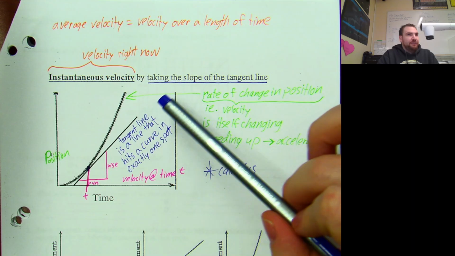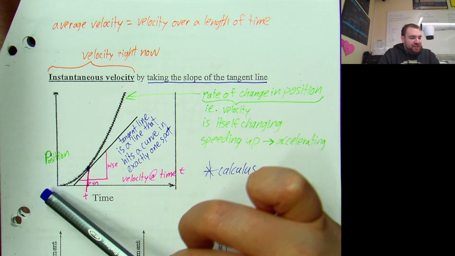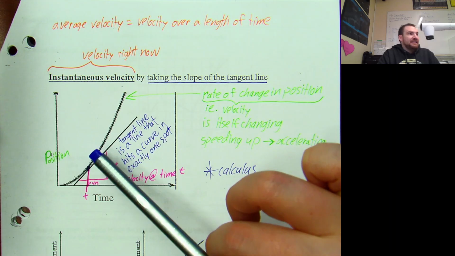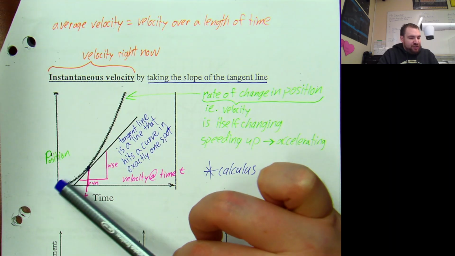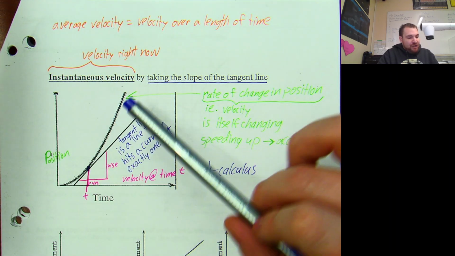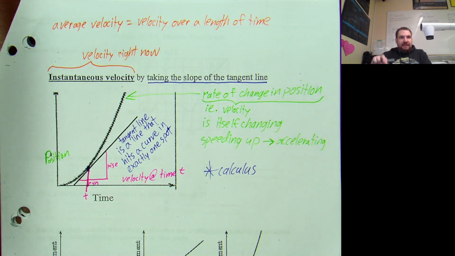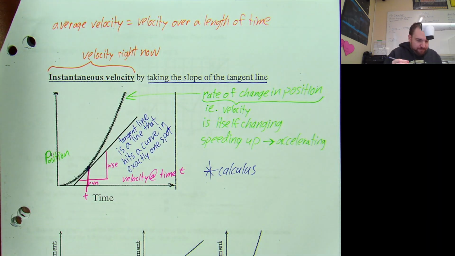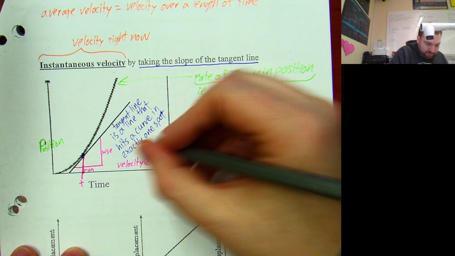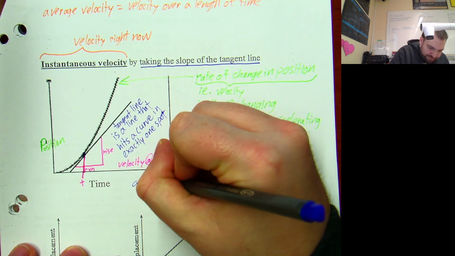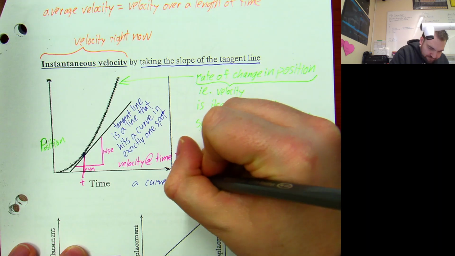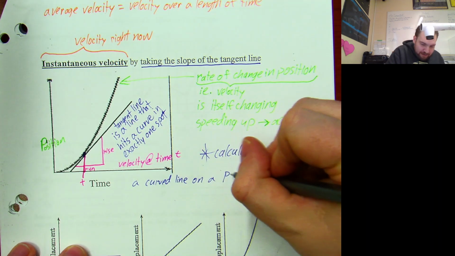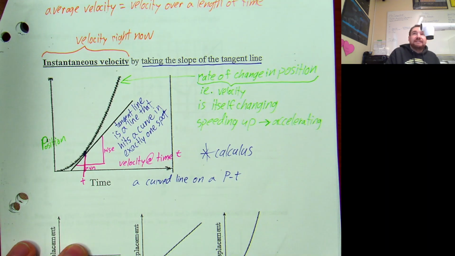But if I have an accelerating object, the position is going to change at different rates, which means this thing is going to start to curve. A curved line on a position time graph means I have an object that is speeding up or slowing down. So I'm going to write that right below here. A curved line on a, I'm just going to say a PT graph. PT stands for position time.